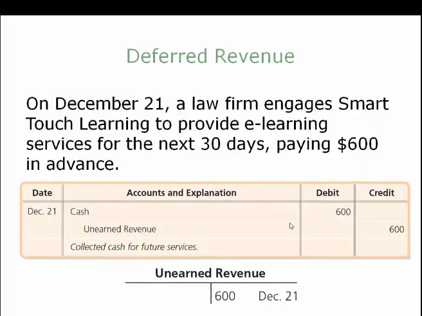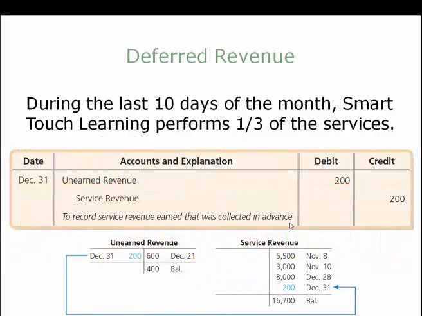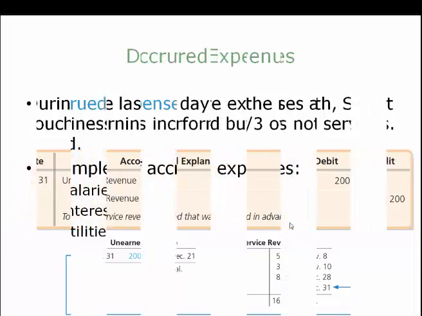So here's our unearned revenue. It said that they paid $600 in advance. This law firm paid them $600 in advance for them to do some work. And now what's going to happen? They're going to take a third of it for each month. So in January or December, they're going to take a third of the $600, or $200, and they're going to adjust it out of unearned revenue and into service revenue. That's what you're going to try and do.